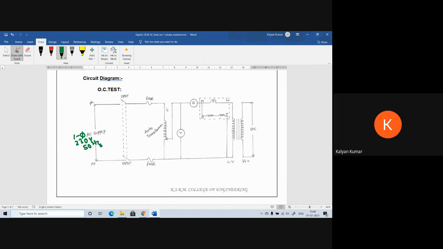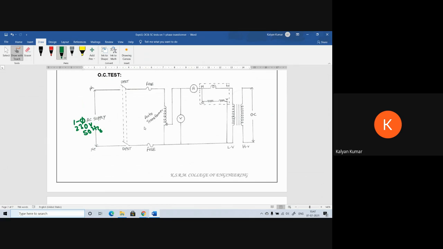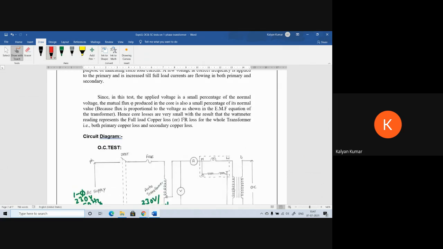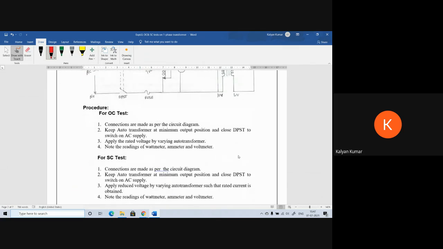Now coming to the fuse. The fuse will be decided based upon the maximum current that we are going to allow into the circuit. So first find out the currents and then we'll go for the fuse rating. Next, auto transformer. Auto transformer is having a 230 volts input and 0 to 270 volts output with 14 amps capacity. Now coming to the voltmeter, as it is OC test, we are going to apply rated voltage.